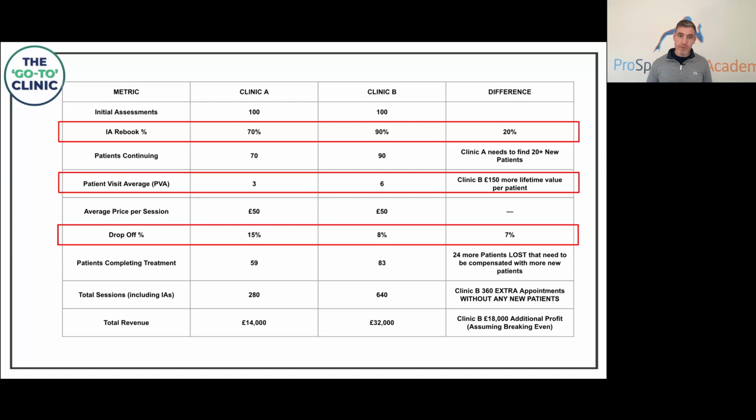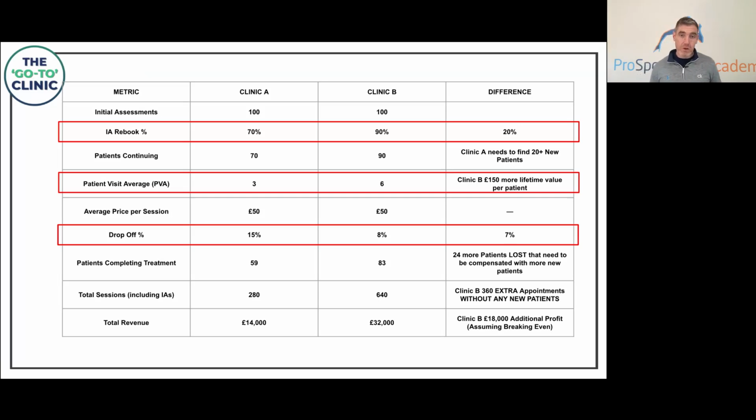And then in the last episode, we talked about dropping the drop-off percentage, how to get that down for the patients that don't take a package of care, and improving that metric naturally improves your patient visit average, okay? So you can really see that your patient visit average is a combination of all of the metrics, okay? So within Clinic A here, getting their IA rebook sorted, getting their package conversion sorted, and then improving their drop-off percentage, it's not uncommon for a clinic to double their patient visit average.